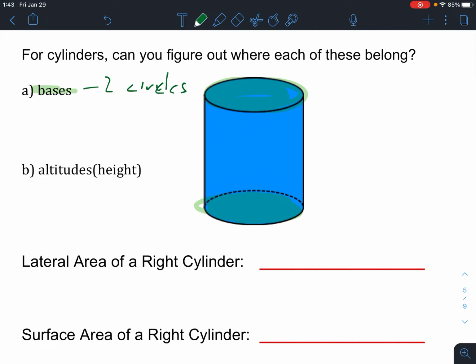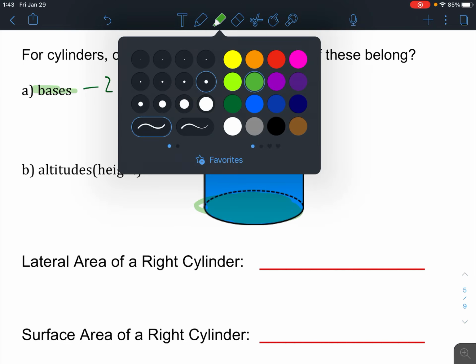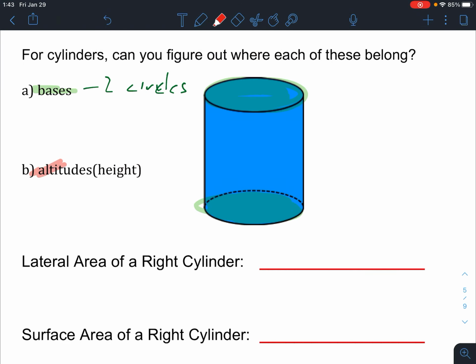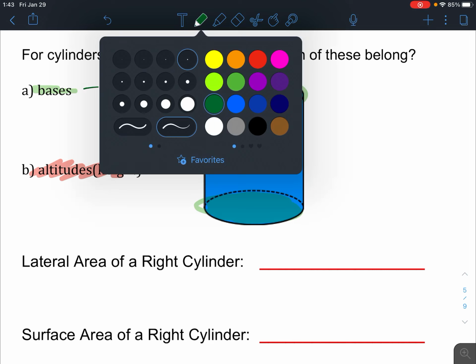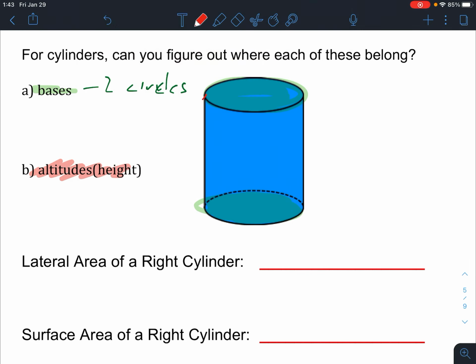There's always circles. The altitude or the height, now there's not an actual line here, but the altitude or the height is the made-up line that connects the two bases together there. So that would be our height. Okay, now none of those actually exist. You know, if you see a cylinder, there's no lines that lead you from top to bottom.